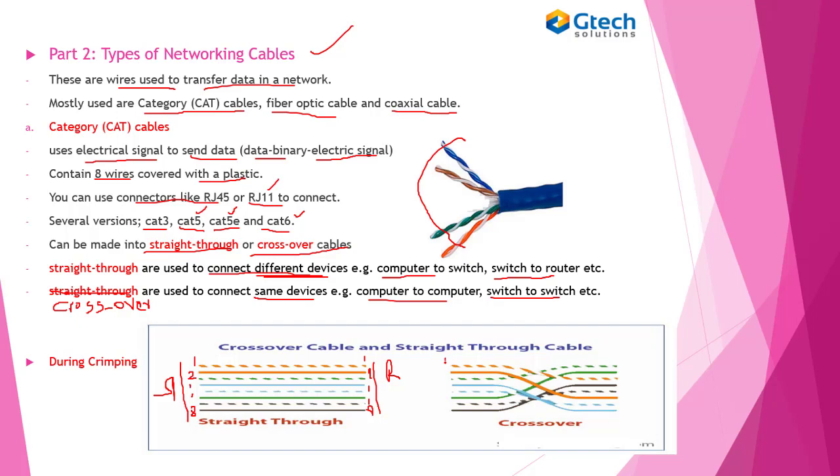If this one is 1, this one can be 2, this one can be 4, this one can be 6, this one can be 5, this one can be 7, then 8, or this one can be 8, then 7. That arrangement is the same as this side. As you can see, it's crossing over, but the straight through is a straight line. I hope you understand that.